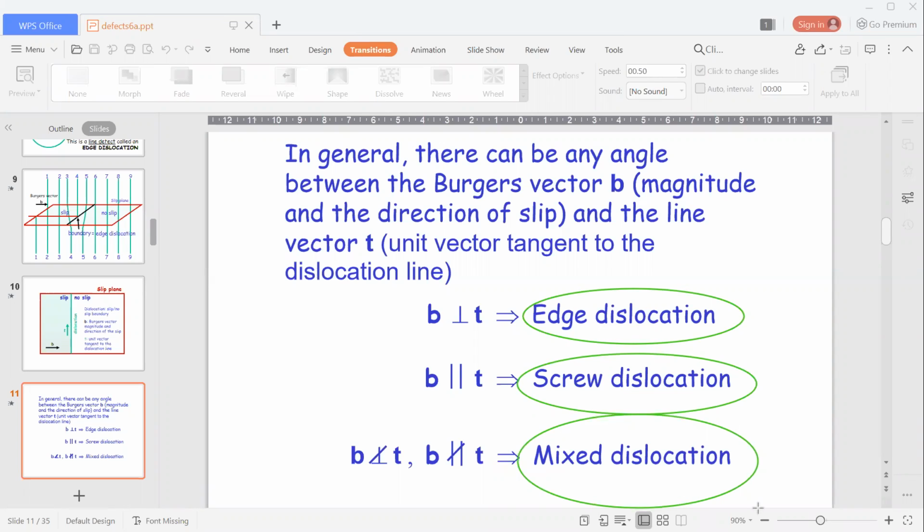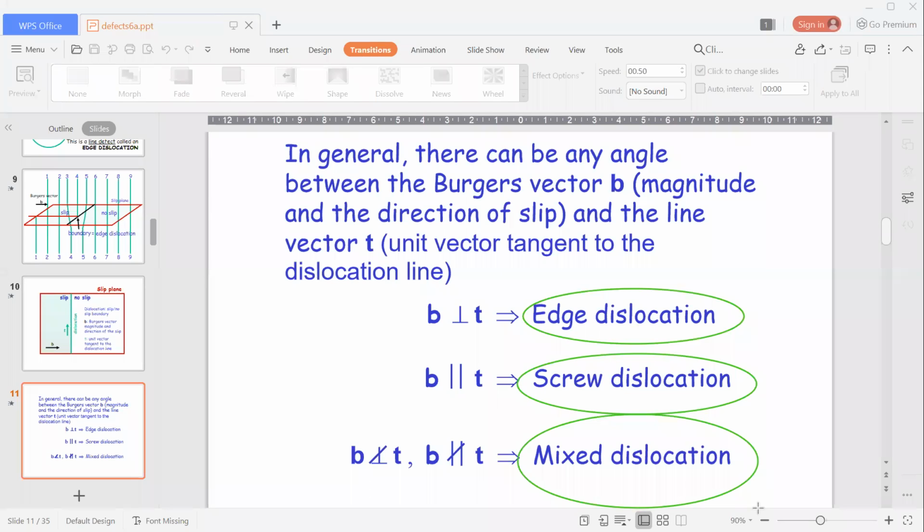So we have already understood the edge dislocation. It appears in the solid when a lattice plane abruptly ends in the middle of the solid, and the edge of that plane is your edge dislocation. The direction of dislocation is always perpendicular to the direction of the Burgers vector.